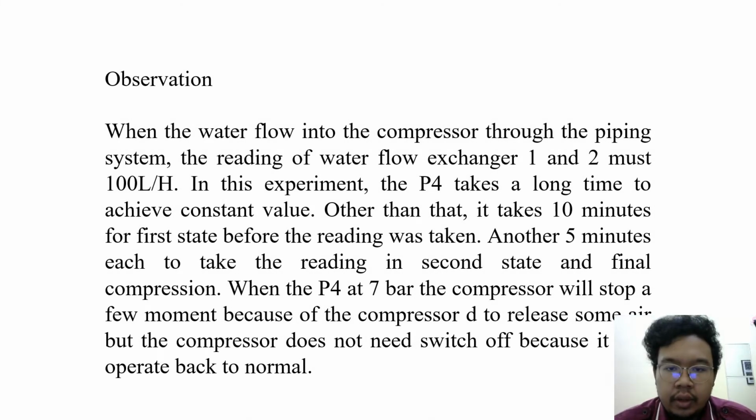An observation: when the water flows into the compressor through the piping system, the reading of water flow at exchanger 1 and 2 must be 100 L per H. In this experiment, the P4 takes a long time to achieve a constant value. Other than that, it takes 10 minutes for the first stage before the reading was taken, and another 5 minutes each to take the reading in the second stage and final compression. When the P4 is at 7 bar, the compressor will stop for a few moments because the compressor needs to release some air, but the compressor does not need to be switched off because it operates back to normal.